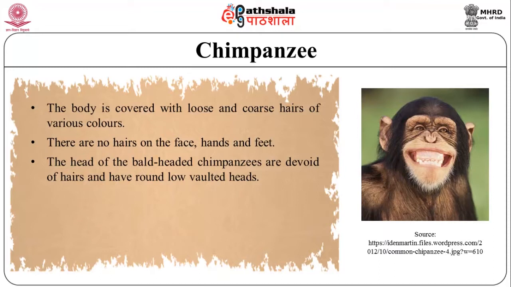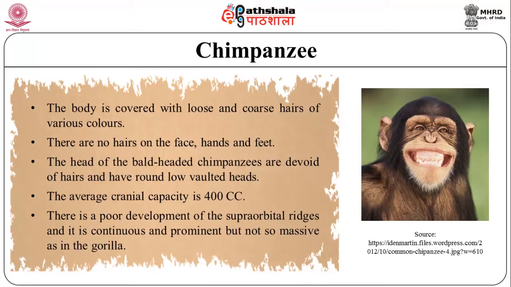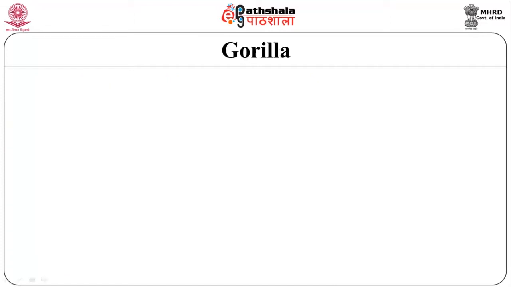Most species of the chimpanzees have round, low-vaulted heads. The average cranial capacity is 400 cc. There is a poor development of the supraorbital ridges, and it is continuous and prominent but not so massive as in the gorilla. Now let us have a look at the gorilla.